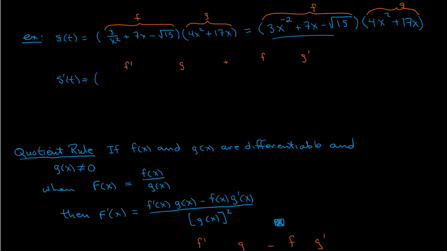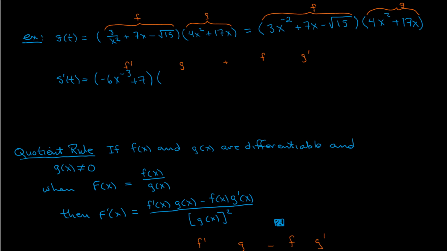F prime says to take the derivative of that piece right there. That's going to be a minus 6x to the negative 3. Well, wait a minute, where did negative 3 come from? Well, we have x to the negative 2. We subtract 1. Negative 2 minus 1 is negative 3. Moving on to the second term, the derivative of 7x is going to be 7. And the derivative of the square root of 15, remember, square root of 15 is a constant, that's going to be 0. So I can put down plus 0 or just leave it alone.